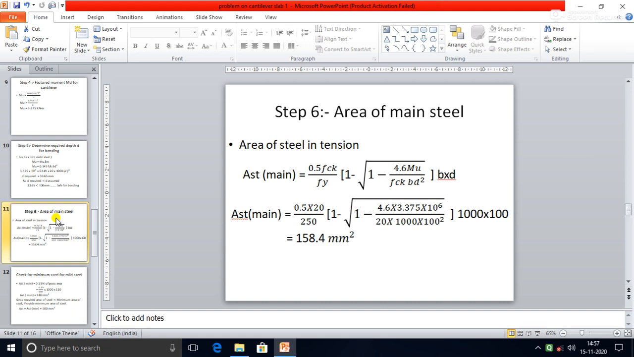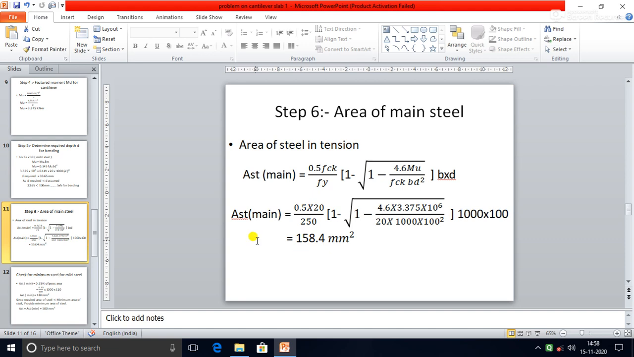After calculation of this required depth, we have to calculate the main steel. The main steel is given by the same formula as we adopted for the one-way slab. That is Ast main equals 0.5 fck upon fy into bracket 1 minus square root of 1 minus 4.6 Mu upon fck bd square, bracket complete, into b into d. See, this minus is at the center. While writing this formula, a lot of students write 1 minus 4.6 whole divided by fck bd square. That is wrong. So remember, the 1 minus is at the center. Put the values of fck, fy, b and d, and calculate the main steel area.